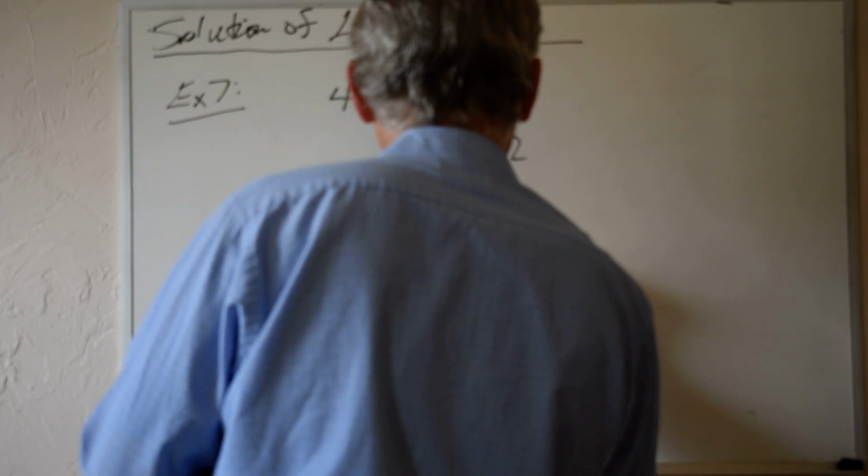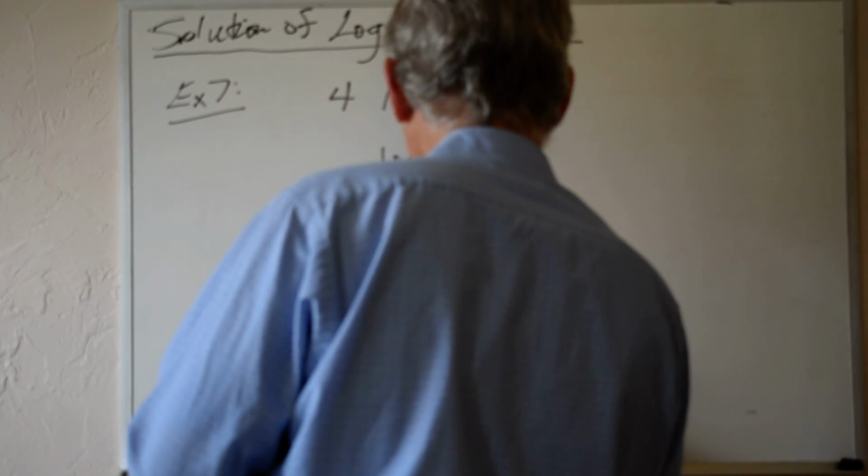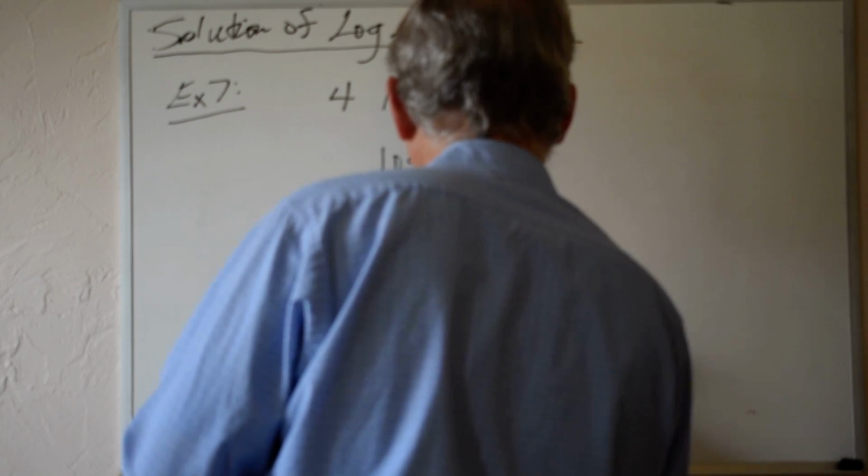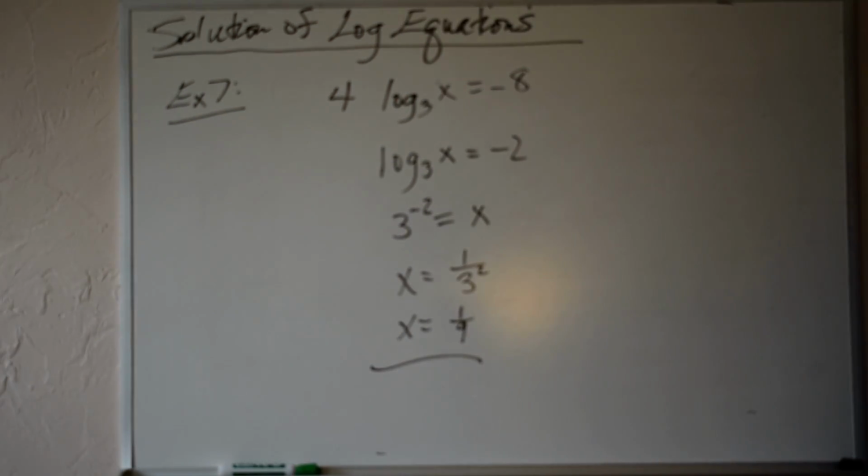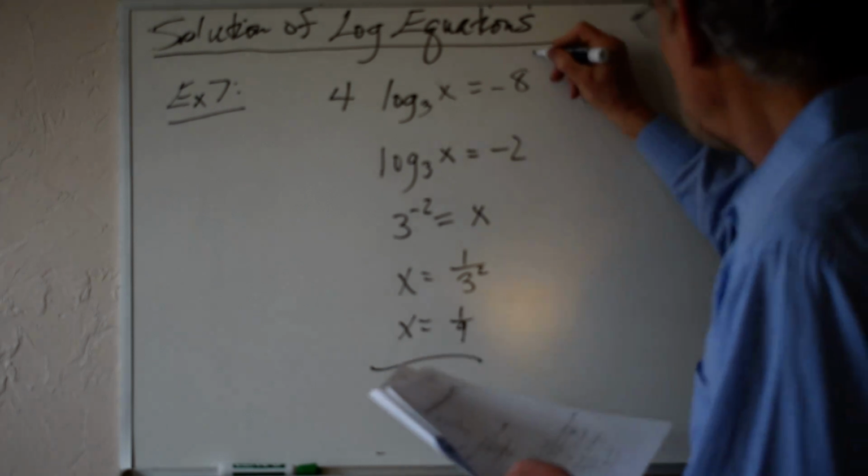In other words, x equals 1 over 3 squared. In other words, x equals 1/9. Let's look at example 8.